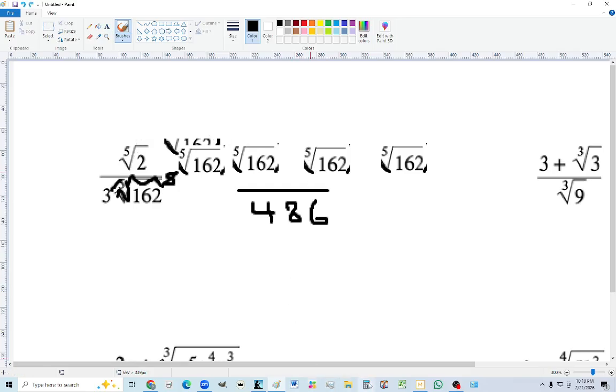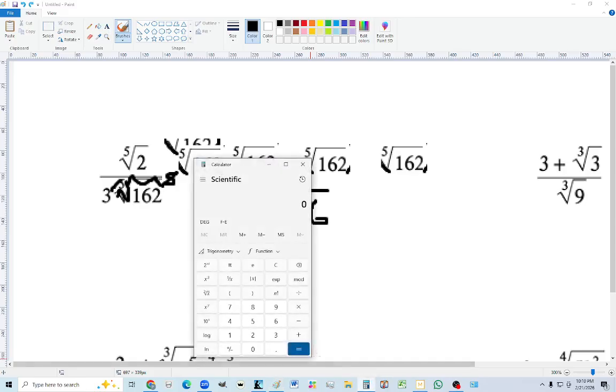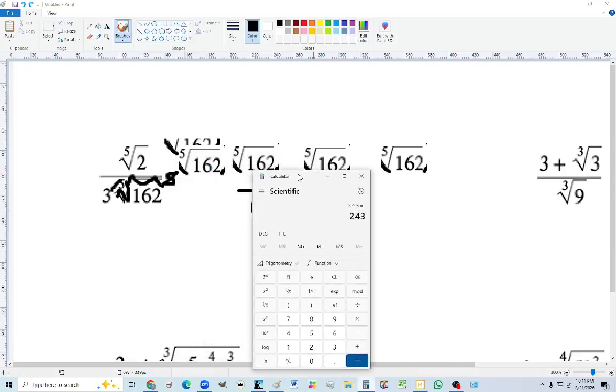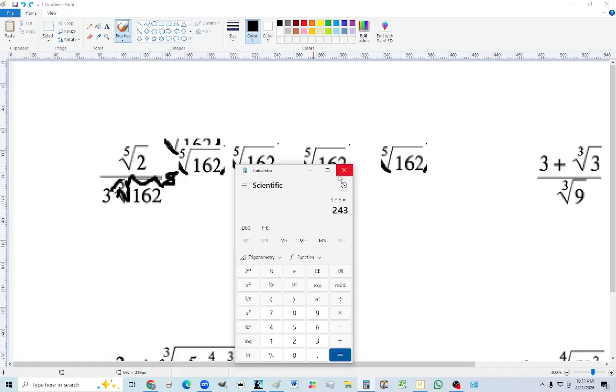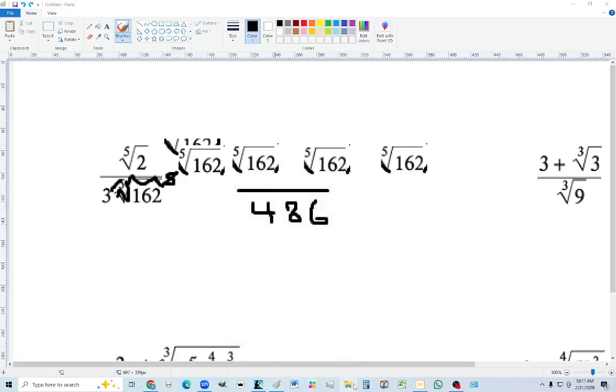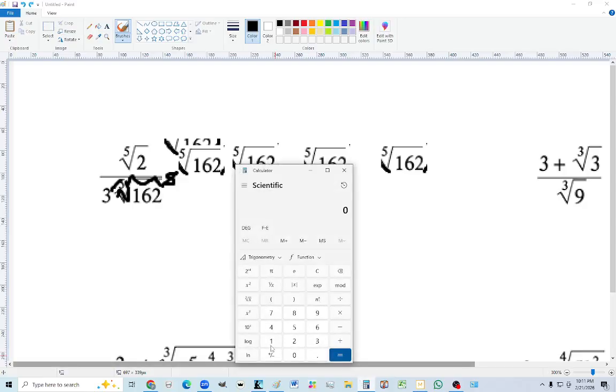Now, it would be good to know some classic 5 roots, like 3 to the power of 5, 243, just so that we can spot some of them, then maybe they exist. But let's find out what 162 to the power of 4 is. Times 2. What's that?